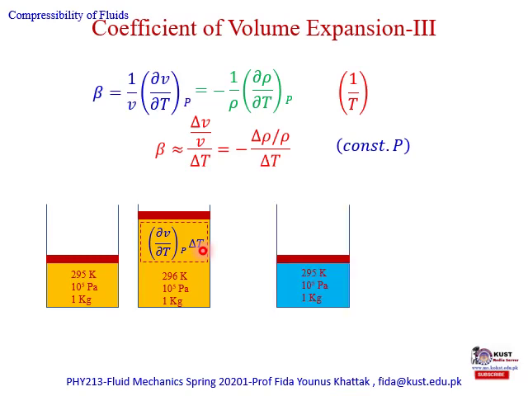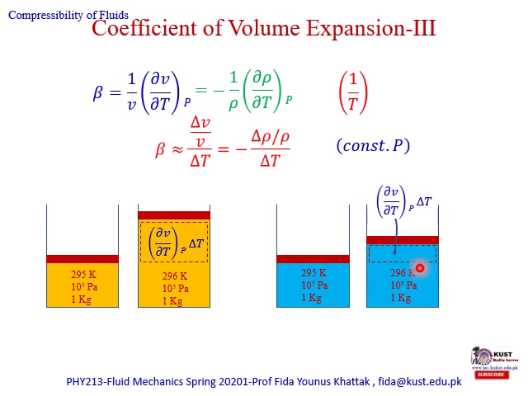Similarly, when you have another fluid at 295 degree Kelvin at 10 power 5 Pascal and 1 kg, by changing the temperature from 295 to 296 degree Kelvin, you can see that the change in volume is very small compared to the change we had before. Now the case over here is the large beta case, whereas the latter case here is the small beta case.